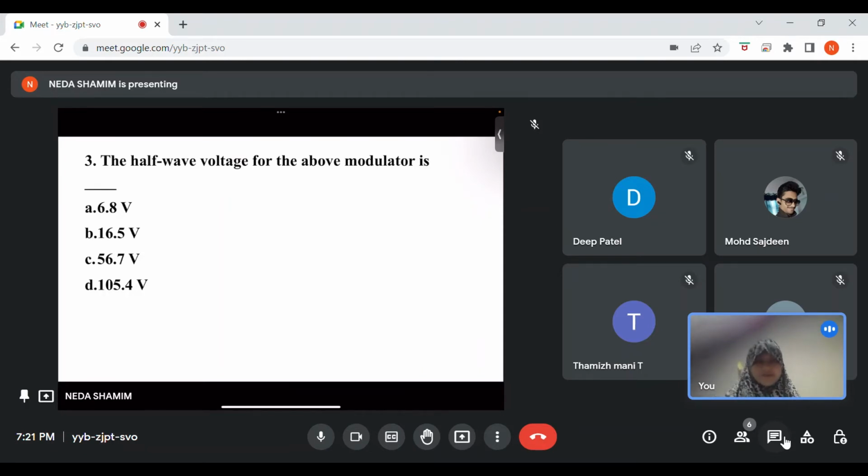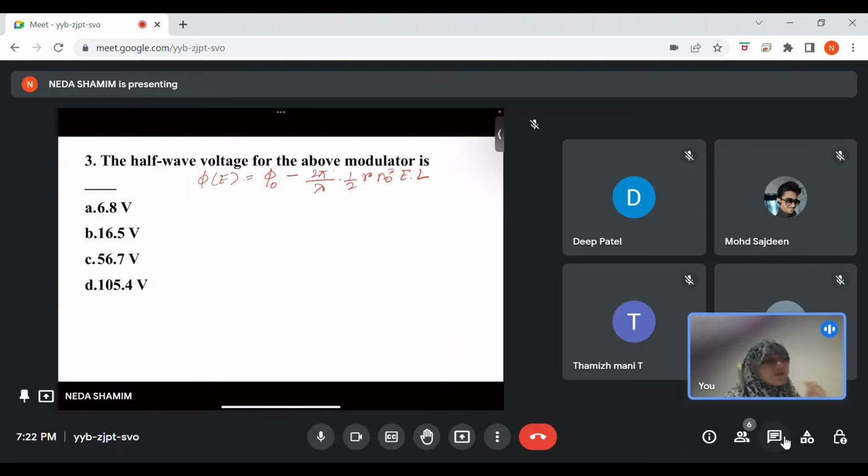What does this V pi do? Did you understand? Sir has mentioned clearly. Let's say this would be the phase of the light, and this is the initial phase. So there will be a change of phase, which will be given by this. R is the electro-optic coefficient, n cube E times L. L here is the length of the modulator.